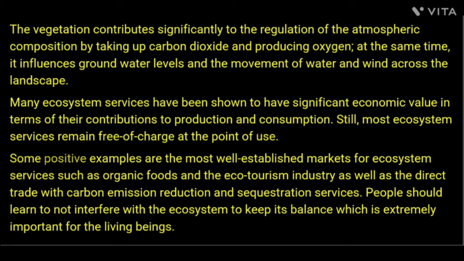Some positive examples are the most well-established markets for ecosystem services such as organic foods and the ecotourism industry, as well as the direct trade with carbon emission reduction and sequestration services. People should learn to not interfere with the ecosystem to keep its balance, which is extremely important for the living beings.